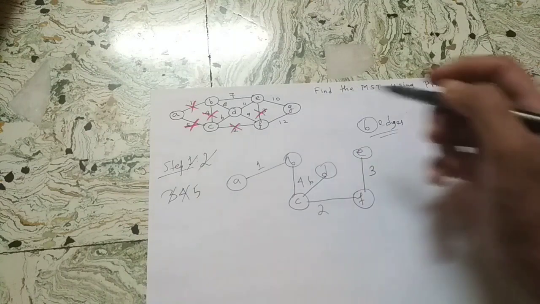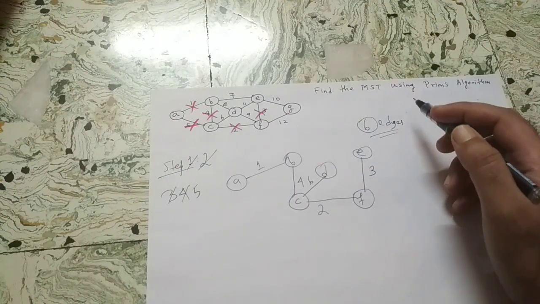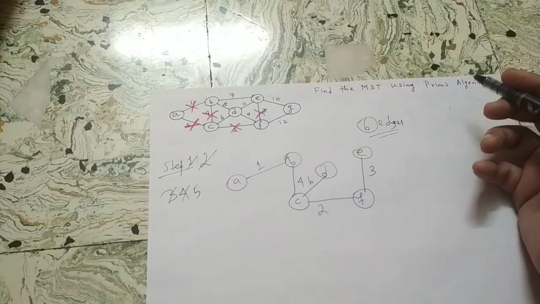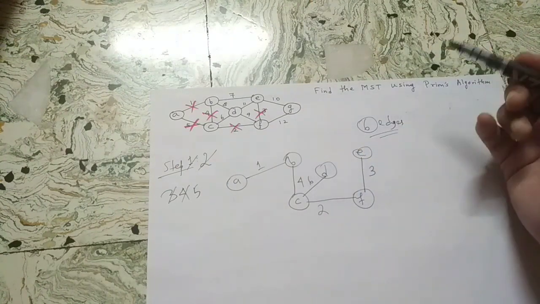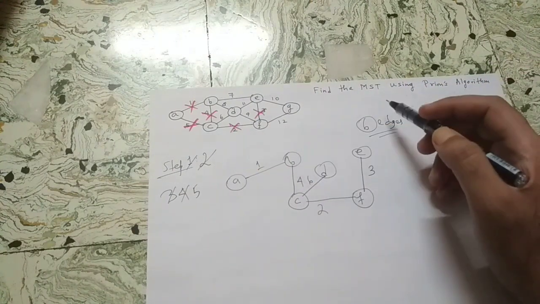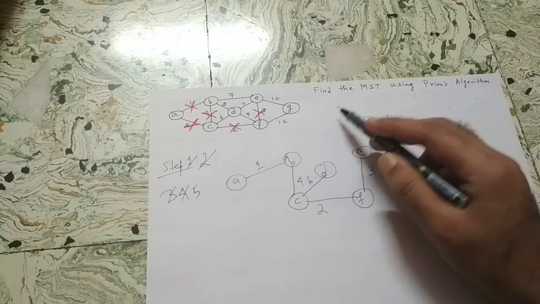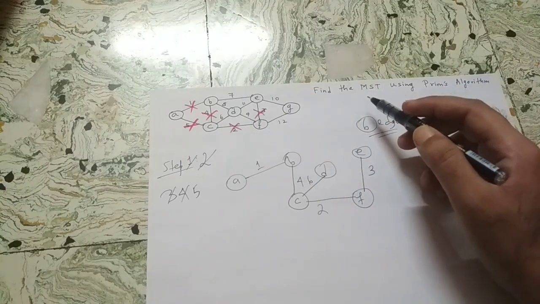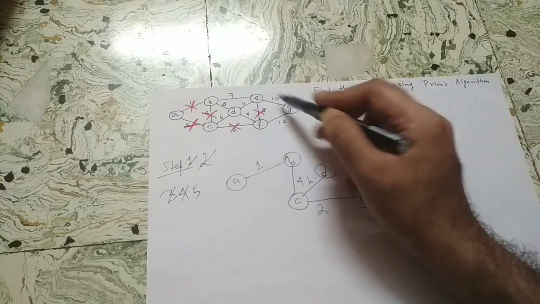Now the last step, which edge should I add? I should be looking to add a vertex, right? So I should add an edge such that it leads to a new vertex. Now the only vertex that is missing in my minimum spanning tree is vertex G. So if I add vertex G, which edge will have the least weight? This edge connecting E and G has the least weight.